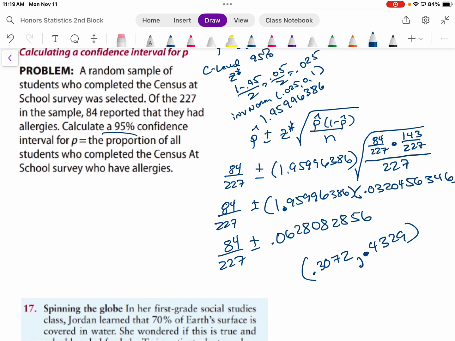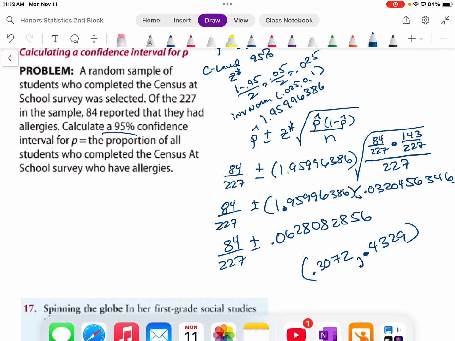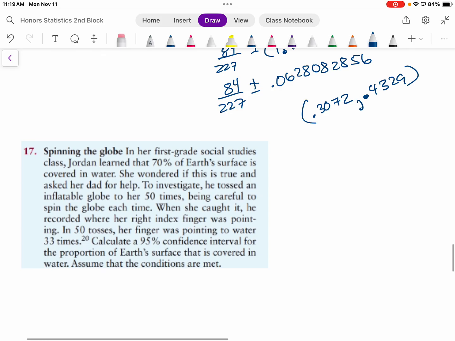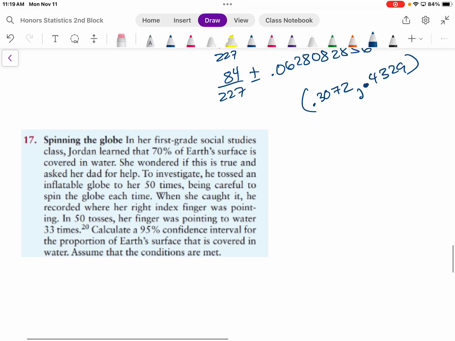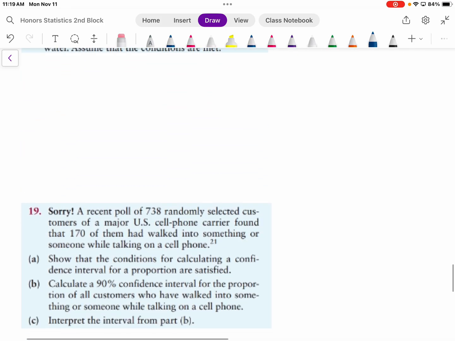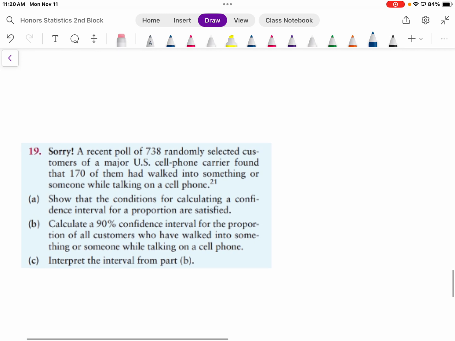So we're 95% confident that the interval from 0.3072 to 0.4329 contains the true proportion of all students who completed the census at home school survey who have allergies. So that's tying in the wrap-up that we did on Friday. That's how we would interpret it. Don't have to do it today, but that's what we're going to be doing a lot tomorrow as I teach you the four-step process. Number 19 actually gets you to interpret it, so write that little statement there as well.